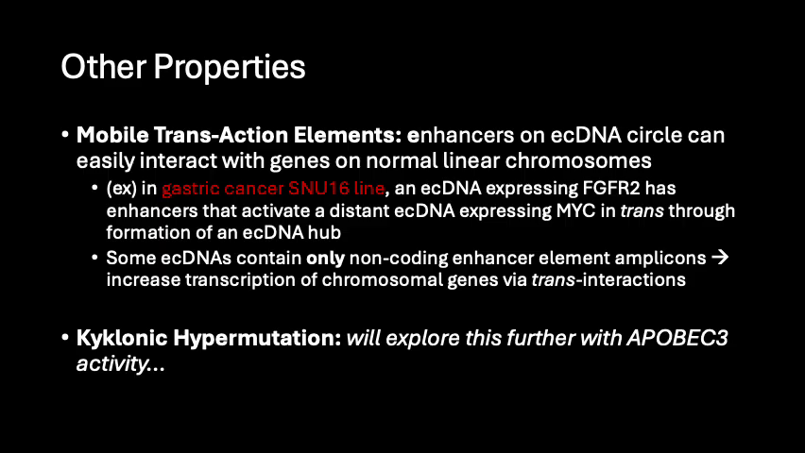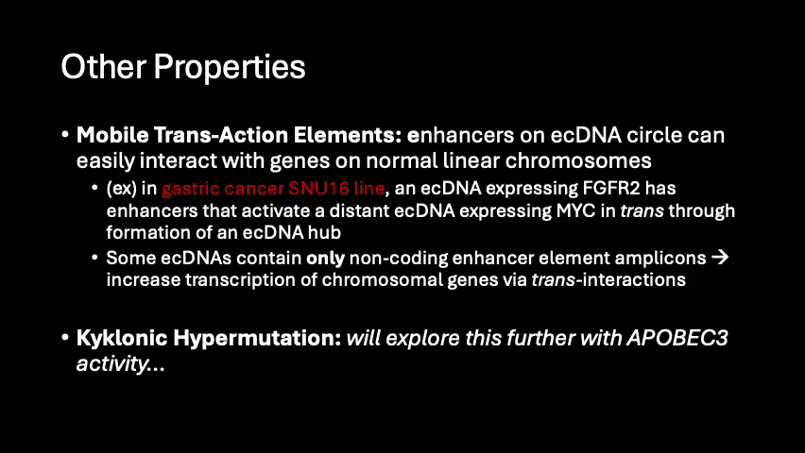Now here are some other properties of ecDNA that are derived from the core features that I talked about in the earlier slide. Well, they have mobile transcription elements, and what that means is that enhancers on these ecDNA circles can easily interact in a physical manner with genes on normal linear chromosomes. So you have these enhancers, for example PVT1, on ecDNA circles, and they can come into proximity with oncogenes on normal linear chromosomes through physical, spatial mobility. An example of that in another cell line is the gastric cancer SNU16 line, where an ecDNA expressing FGFR2 has enhancers that actually activate a distant ecDNA, which is of a different composition altogether, which expresses MYC.